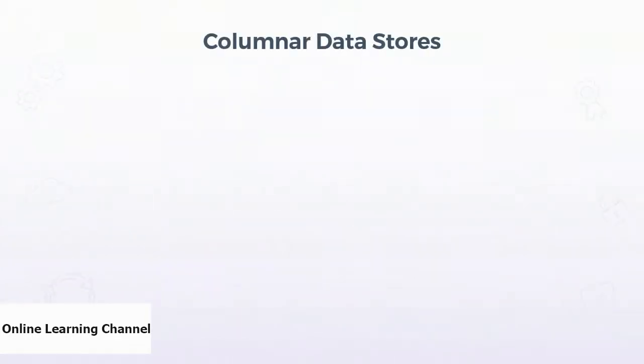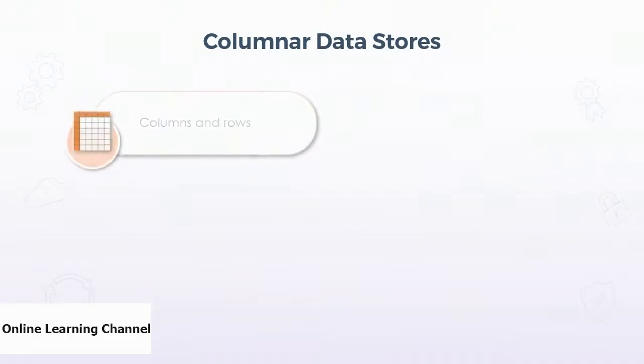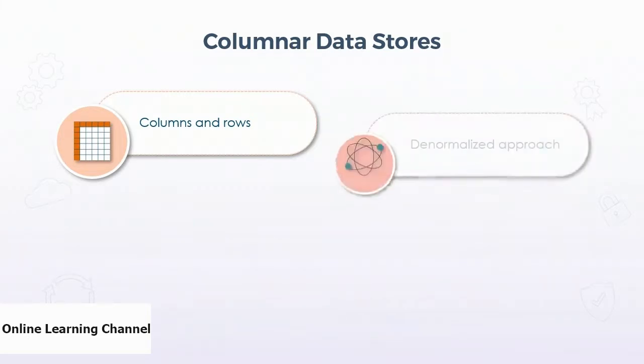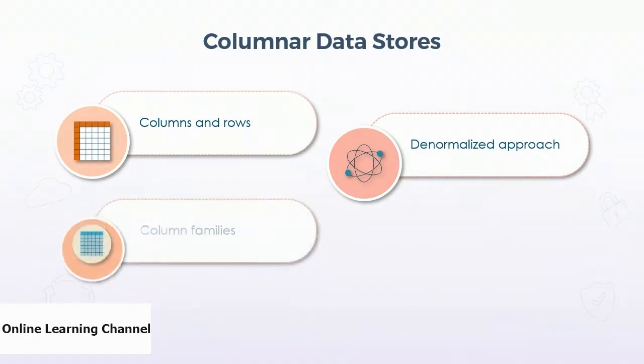Next, there's columnar data stores. These are like relational databases in that they store in columns and rows. However, unlike relational databases, in which normalization of data is favored and data duplication minimized, columnar data stores use a denormalized approach, duplicating data in the columns of the tables for quick reference querying. Columnar data stores have the concept of column families, which are groups of columns that are typically queried together.